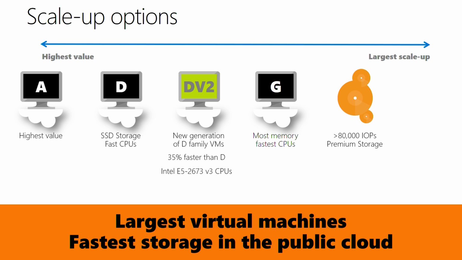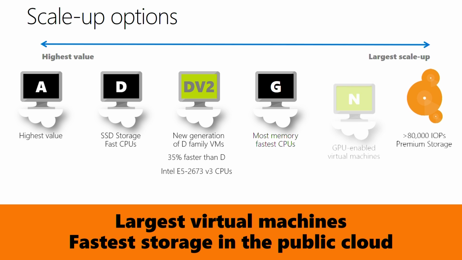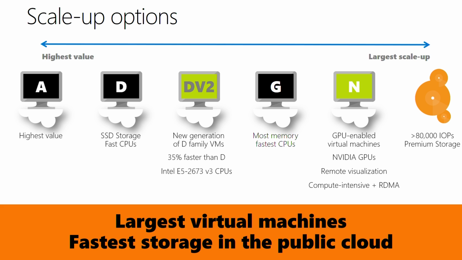around the world. I think with the announcements that just came out in the last couple of weeks, we are now up to 28 different regions around the world as far as our data centers are concerned. That's just crazy. And then finally, we have the GPU-enabled one, the Ns.